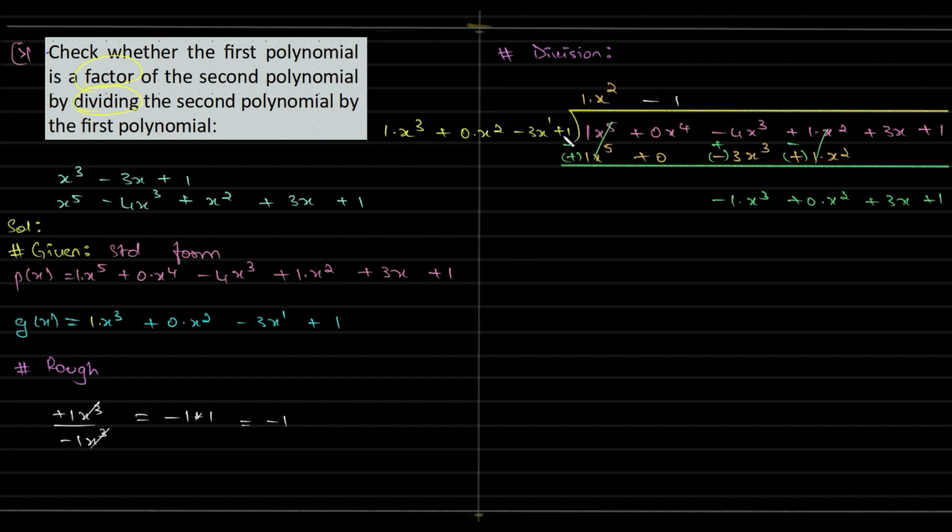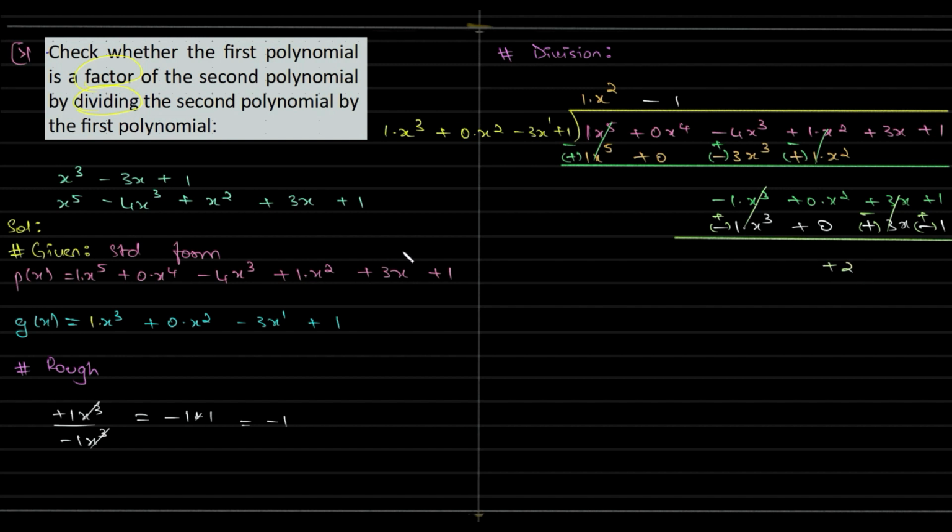Then minus 1 has to be multiplied with all of this. So plus of minus is minus 1x cube plus 0. Minus of minus is plus 3x, hence minus 3x. And plus of minus is minus 1. Next step is to draw the line and change the sign. Minus became plus, plus became minus, and minus became plus. This gets cancelled and this is 0. This also gets cancelled and that is 0. So plus 1 and plus 1 is plus 2.